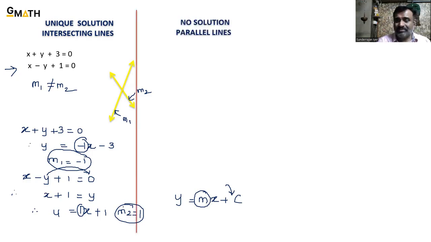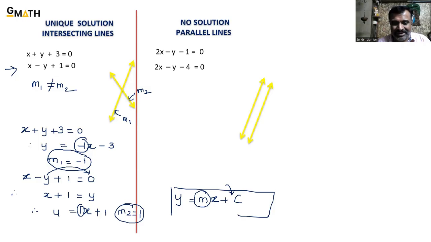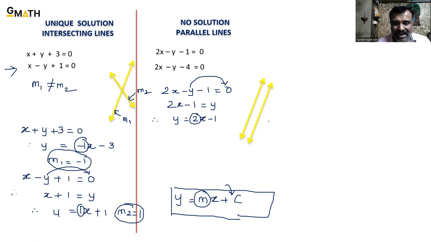Now the next case, parallel lines. Parallel lines means no solution. When are the lines parallel? Suppose these are the two equations given. When their slopes are equal. So you can check it. The first case, 2x minus y minus 1 is equal to 0. We will write it in slope intercept form. We will just transfer this y to that side. So what I get is 2x minus 1 is equals to y, or y is equals to 2x minus 1. Slope of the first line m1 is 2.